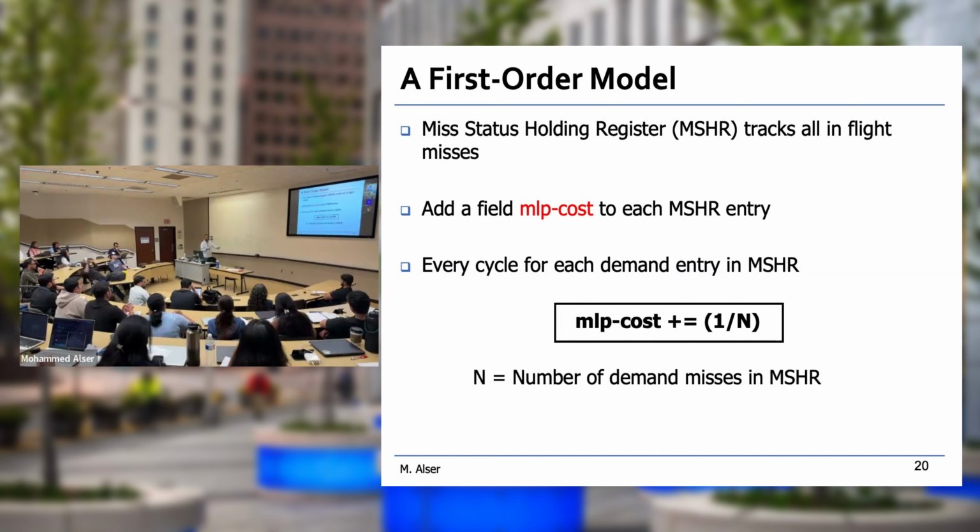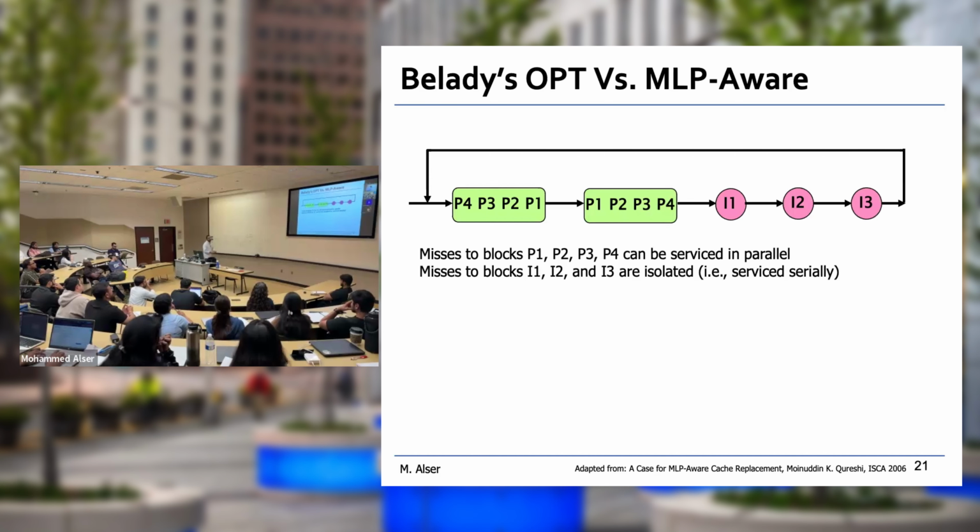What is the cost now of memory-level parallelism? Every cycle, for each demand entry in the register, they update that cost. 1 over N is added to the total cost. What is N? We will see now. It's the number of demand misses, but we will see it in practice in one of the exam examples. This example or question is copied from the paper itself.